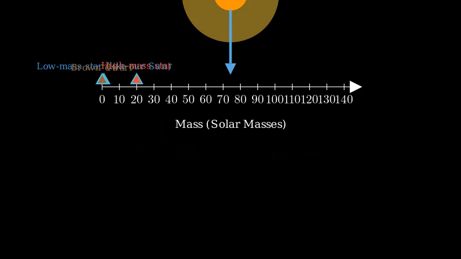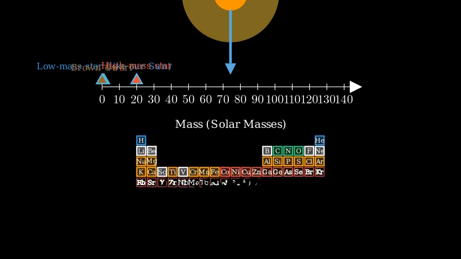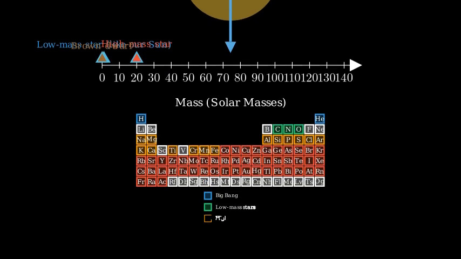One of the most remarkable aspects of stellar evolution is nucleosynthesis, the creation of elements. The lightest elements, hydrogen and helium, were mostly created in the Big Bang. But stars are responsible for creating nearly all the other elements in the universe. Low-mass stars like our Sun can produce elements up to carbon and oxygen through fusion. High-mass stars can produce elements up to iron in their cores through fusion.